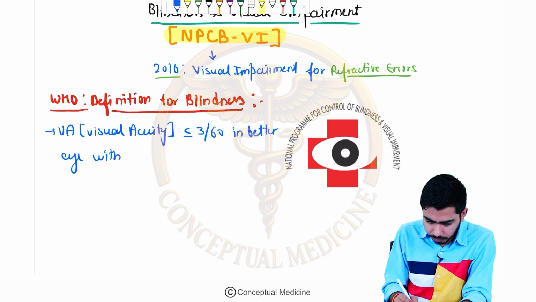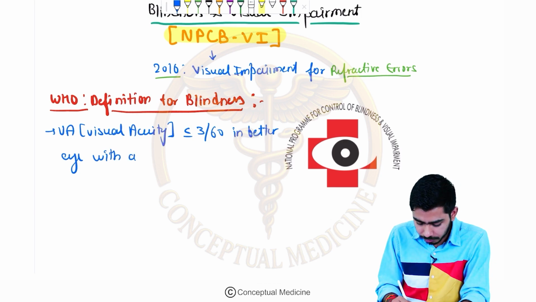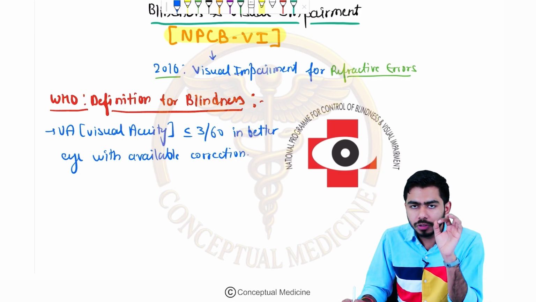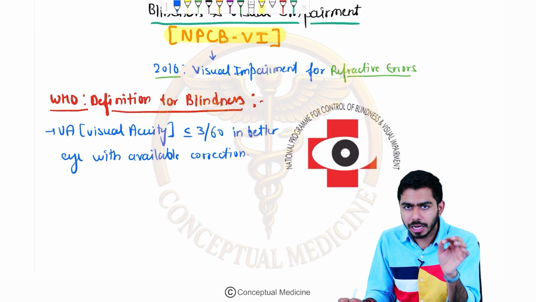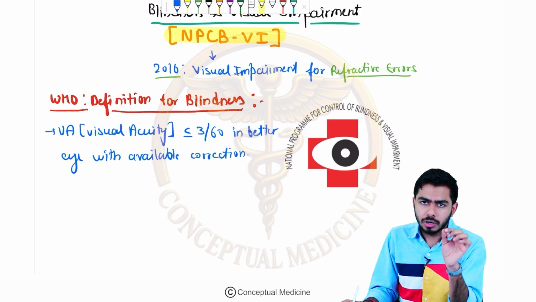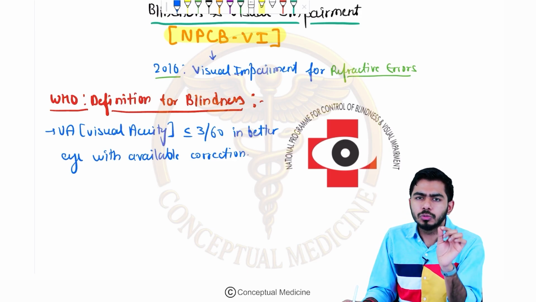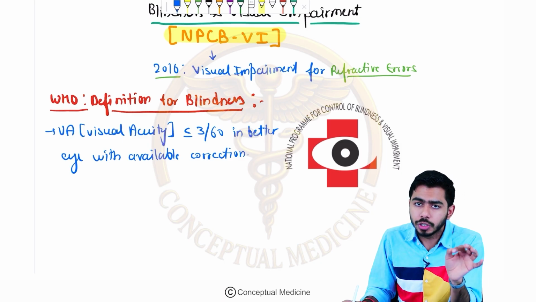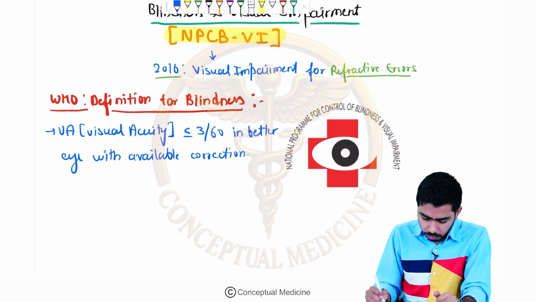with available correction. Available correction means use of spectacles, right? Despite using the spectacles, if some person is having vision of lesser than or equal to 3/60 in the better eye, that will be considered as blindness according to WHO, right? That is the simple definition of the WHO.